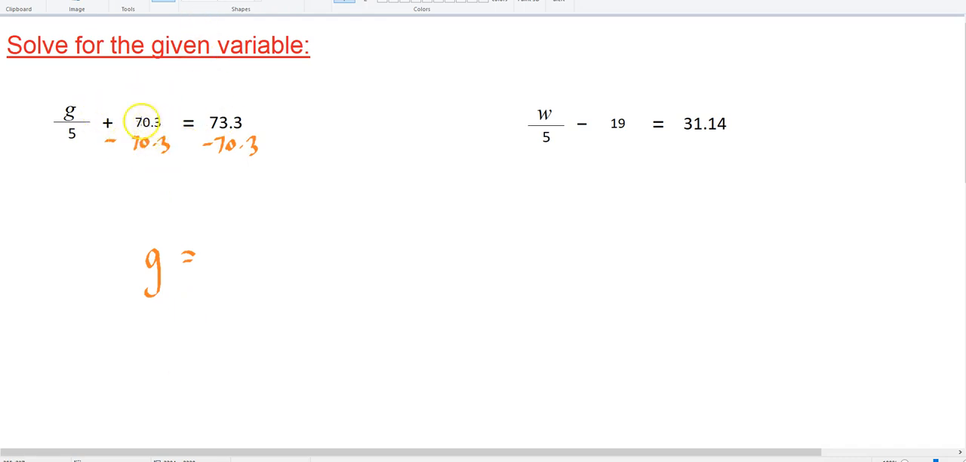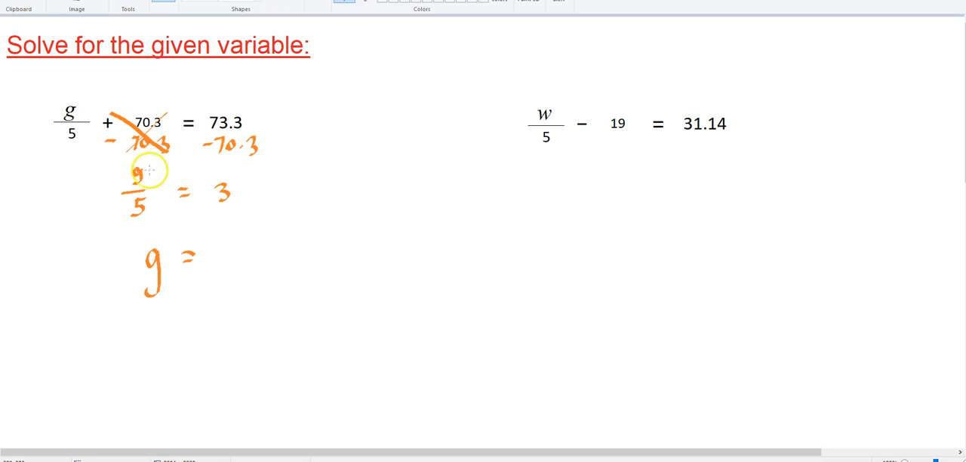So on the left-hand side of the equation, positive 70.3 minus 70.3 cancels out. And what's left on the left-hand side is g divided by 5. And on the right-hand side of the equation, 73.3 minus 70.3 leaves us with 3.